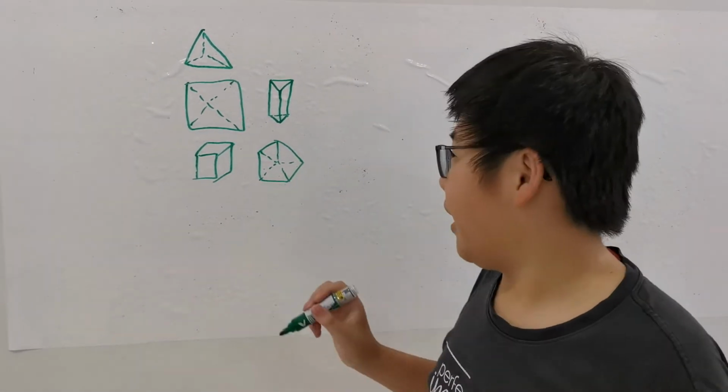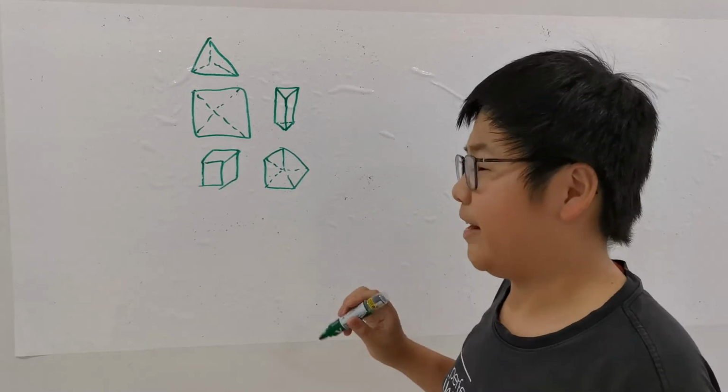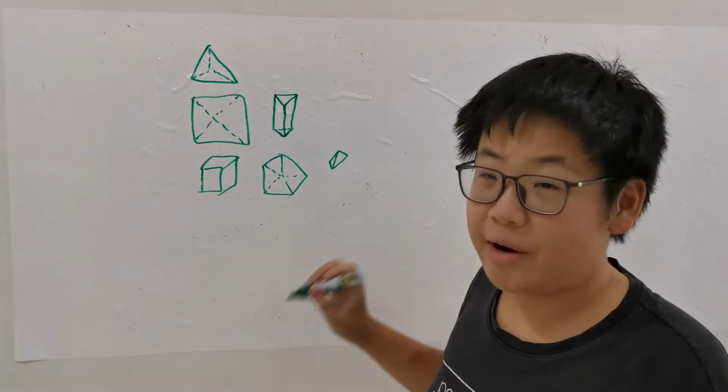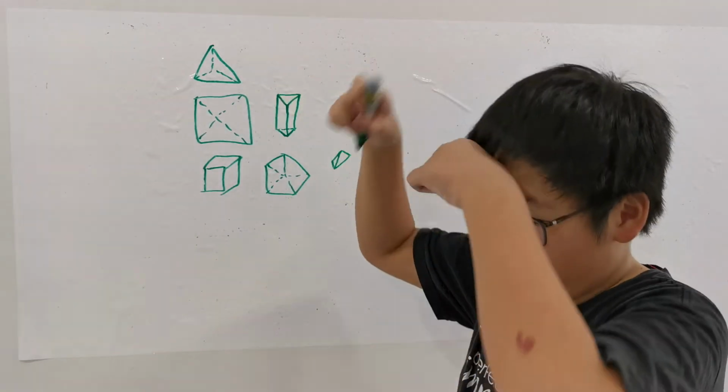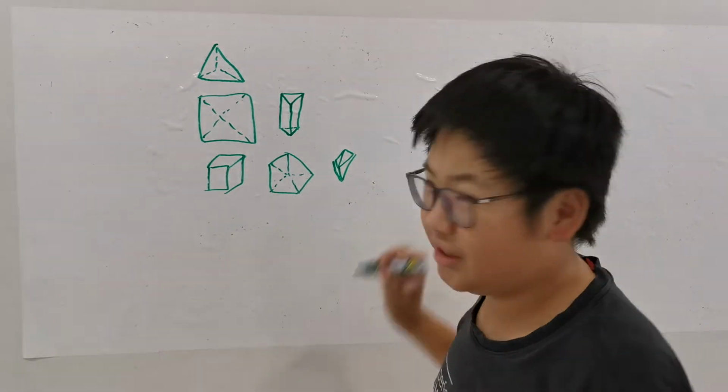Now, the next one, which is the triangular dipyramid. Whoa, this is starting to get interesting right now. And since a triangular dipyramid is basically just stacking 2 tetrahedrons on top of each other, which is really interesting when you think about it.